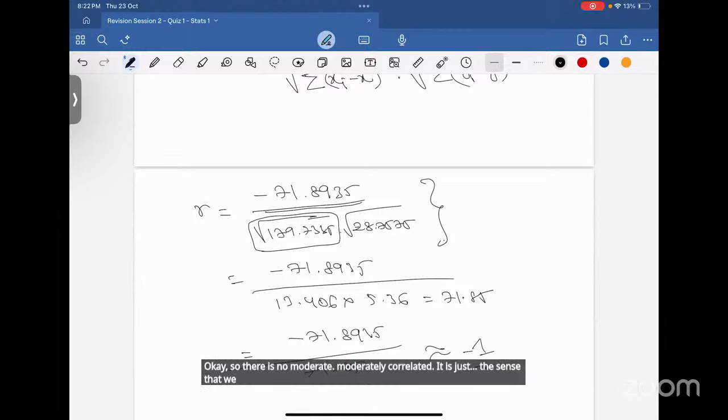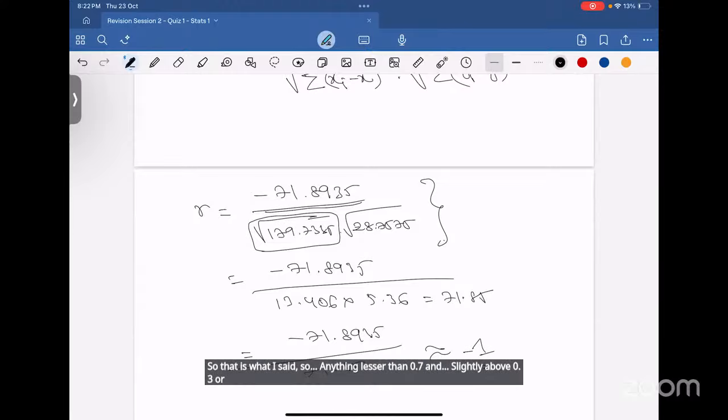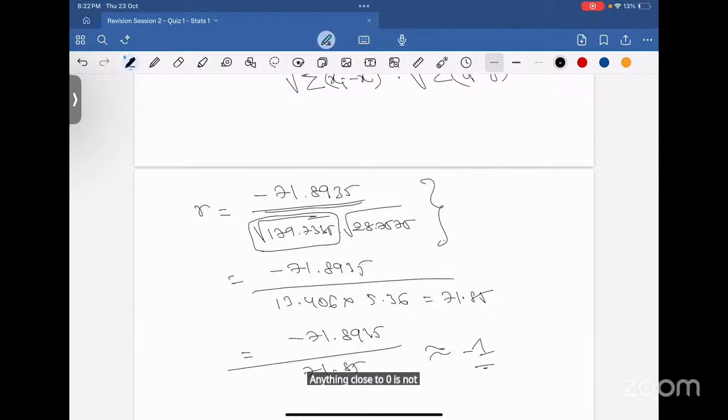We have some questions around it in the graded assignment. So anything lesser than 0.7 and slightly above 0.3 or 0.4 is moderate. Anything close to 0 is not correlated. Okay, thank you.